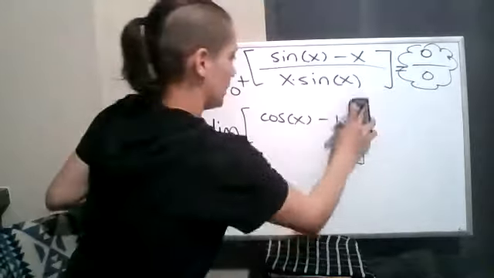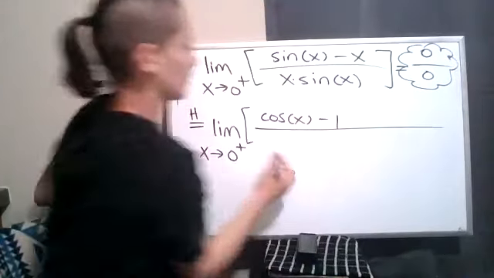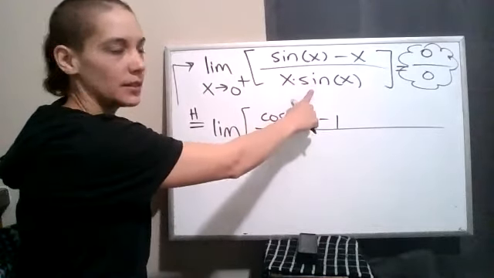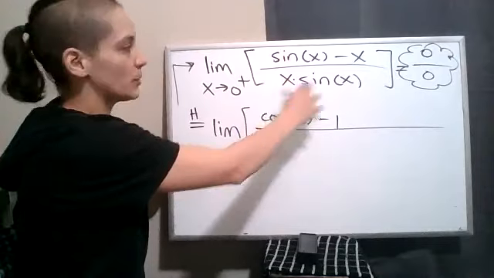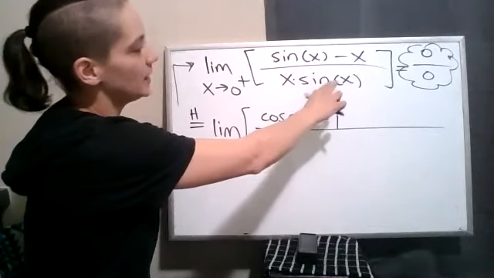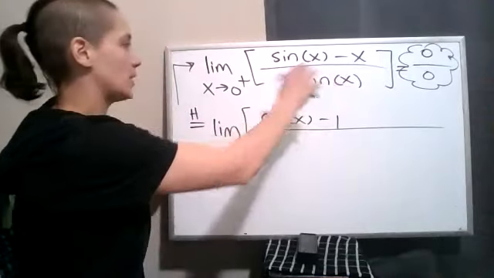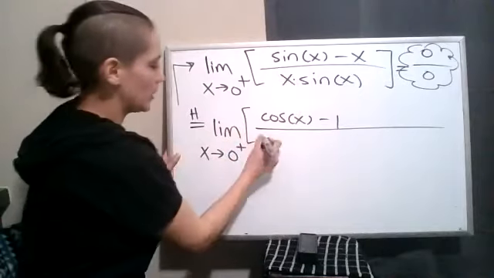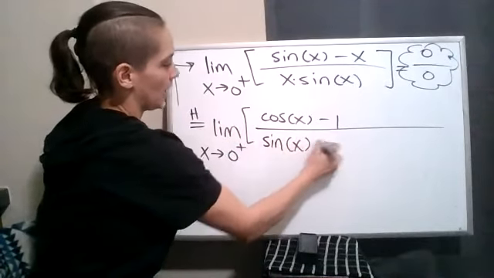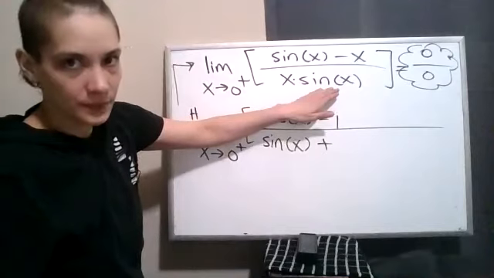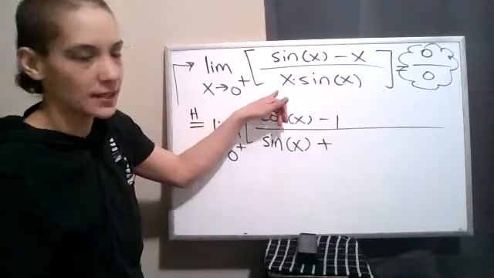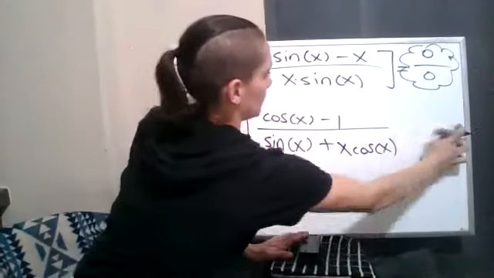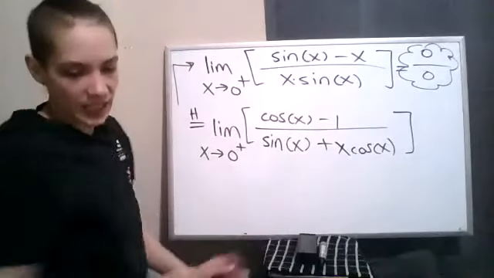Let's make this bigger. So we divide by the derivative of the first function multiplied with the second function, add the derivative of the second function multiplied by the first function. Okay, derivative of x is 1 multiplied by sine of x. Add the derivative of sine of x, which is cosine of x, times x.